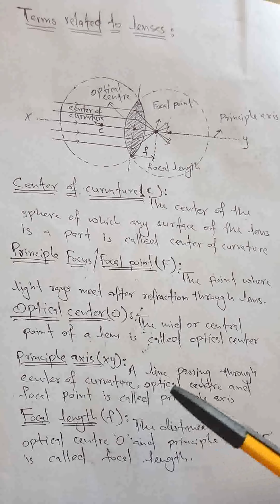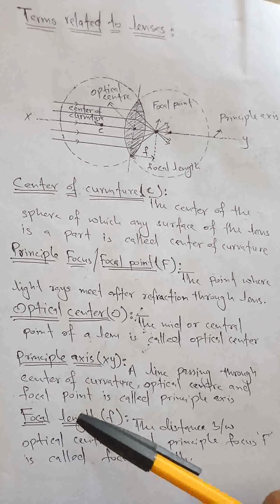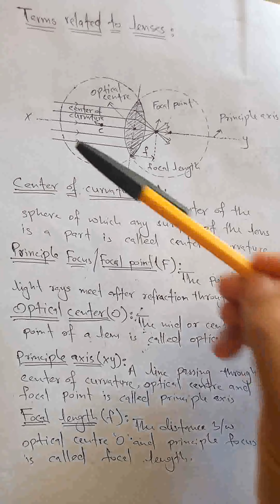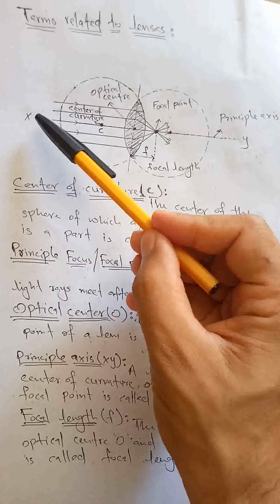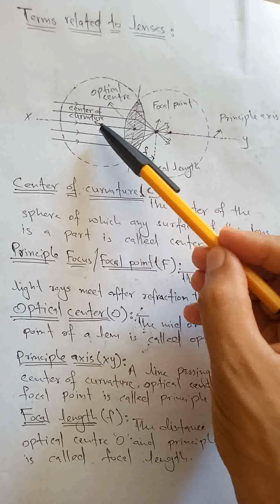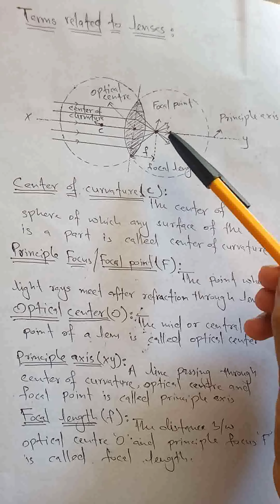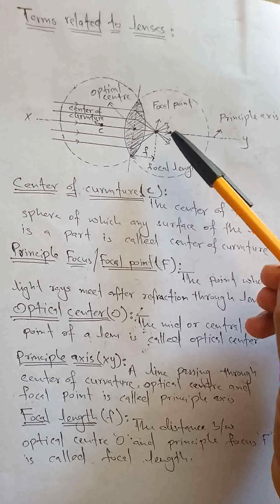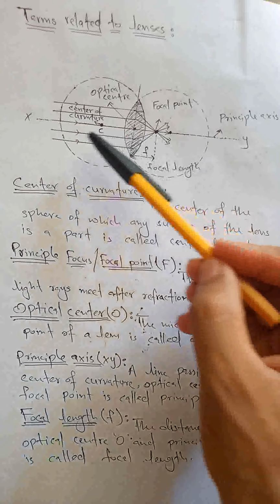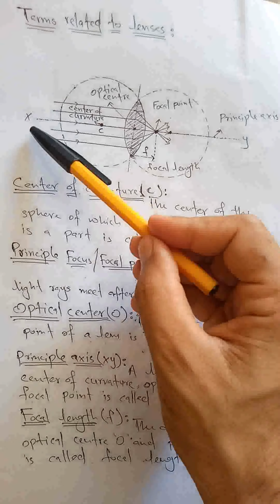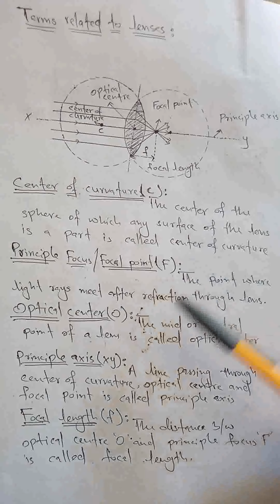Principal axis. A line passing through center of curvature, optical center, and focal point is called principal axis. This line is passing through the center of curvature and the optical center. This line is called principal axis, and here it is labeled as x, y.